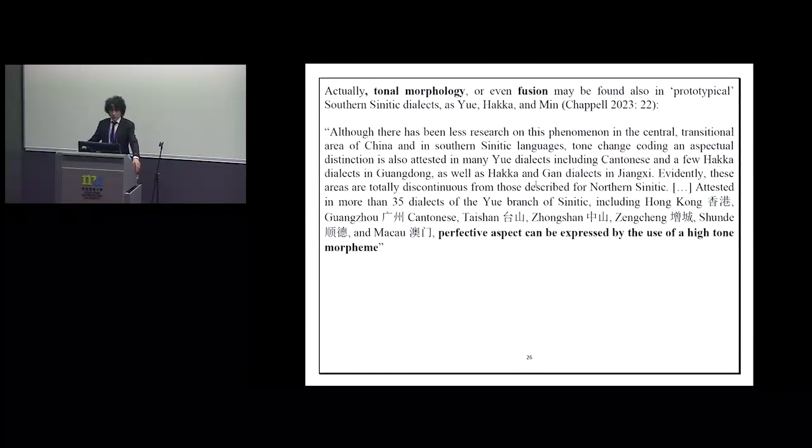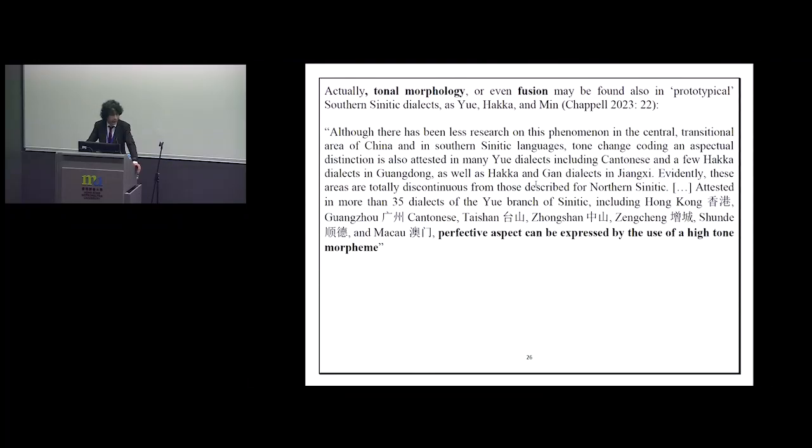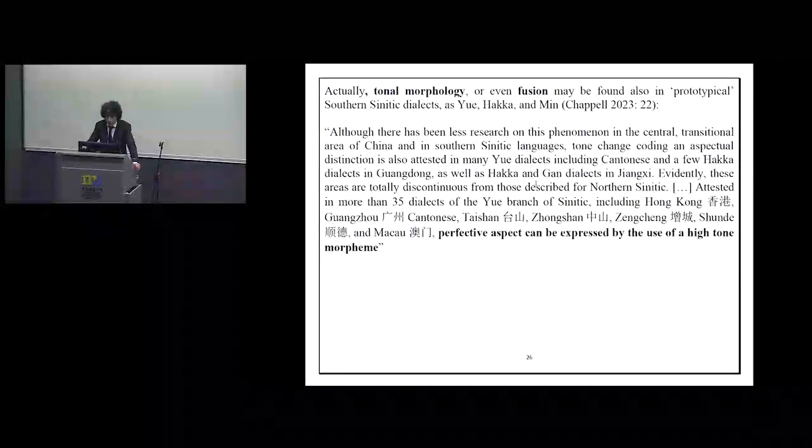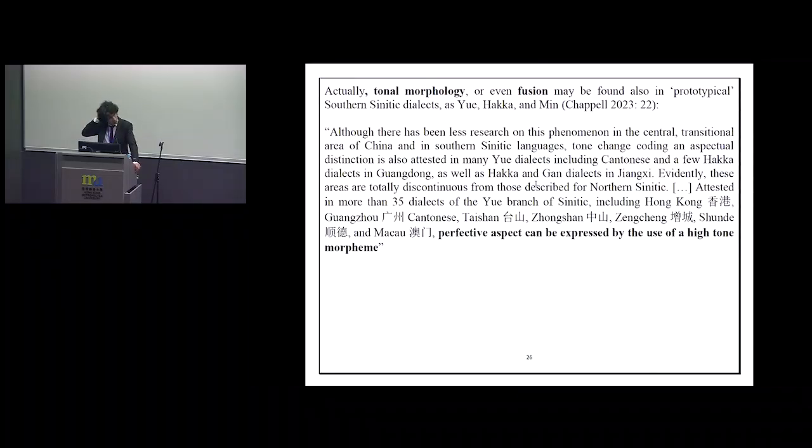But actually, we know that tonal morphology, or even fusion in some cases, may be found also in prototypical Southern Sinitic dialects, like Hakka, Min, and also Yue. What is probably one of the most often quoted cases in the literature is this phenomenon by which the perfective morpheme zo and cognates in other Yue dialects gets reduced, gets basically left out, and there is tone change on the verb root. So this perfective meaning is expressed by tone change.